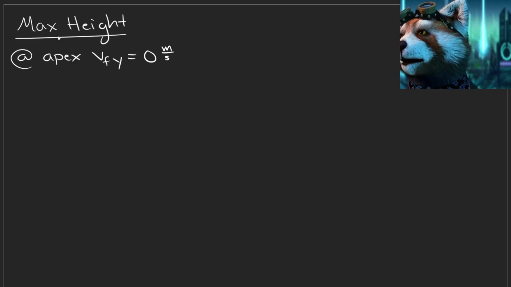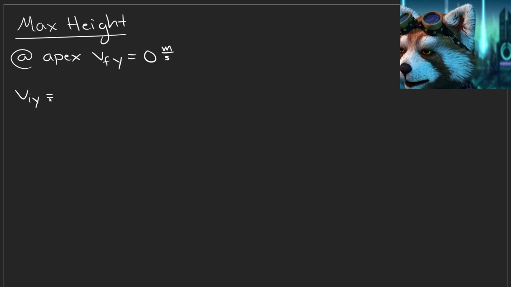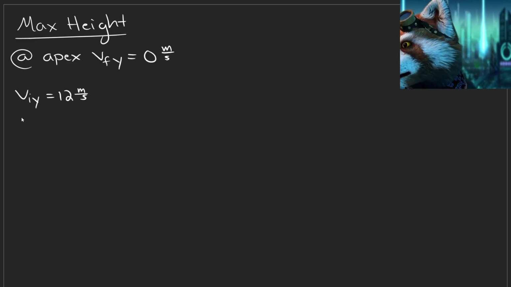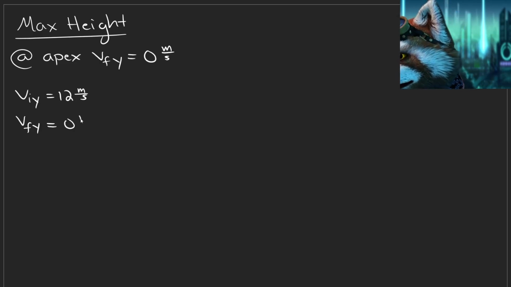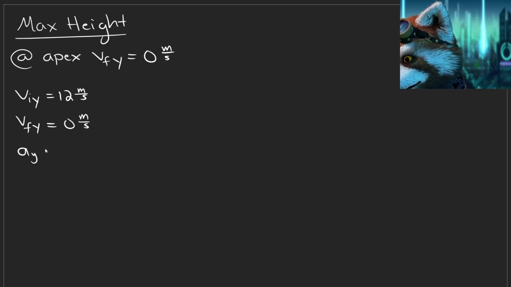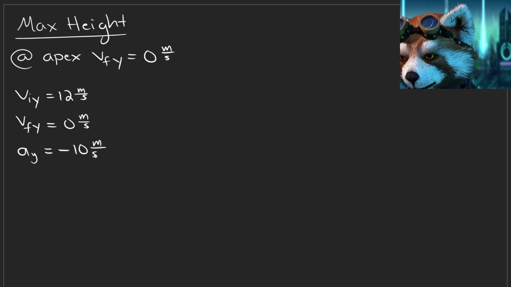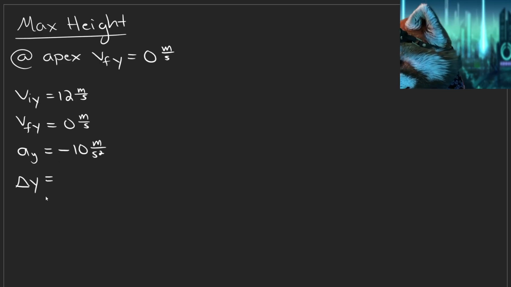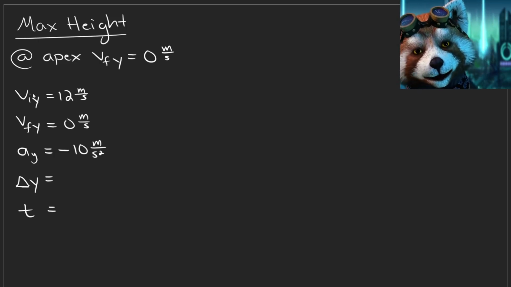So we can just treat this as a normal 1D kinematic with the initial velocity in the y. Same thing, it was launched at 12 meters per second. The velocity final in the y at apex is equal to 0 meters per second. The acceleration in the y has not changed, so that's minus 10 meters per second squared. We want how high up that thing goes, our delta y, and we have time. So there are a couple of ways that we can do this.